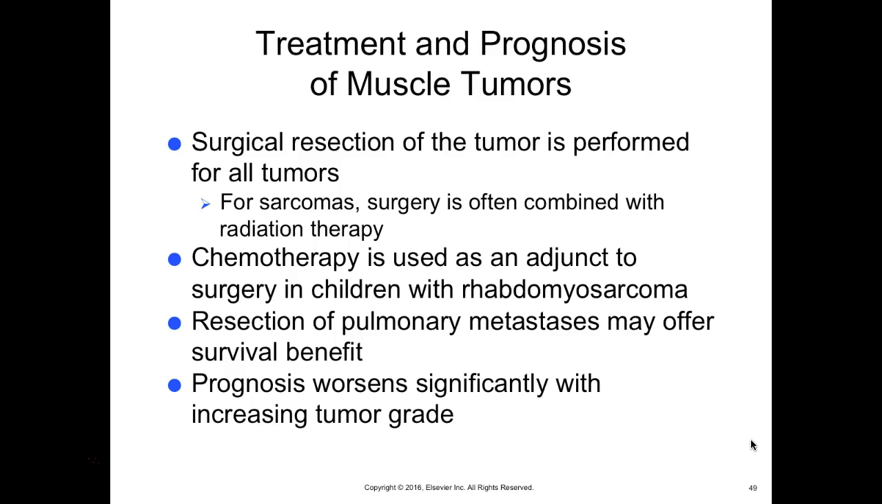We have surgical resection of the tumors performed for all tumors. For sarcomas, surgery is often combined with radiation therapy. So they remove the tumor and then do radiation therapy. Chemotherapy is used as an adjunct to surgery in children with rhabdomyosarcoma. Resection of pulmonary metastases may offer survival benefit, and prognosis worsens significantly with increasing tumor grade. So tumor size, lymph node involvement, and metastases.